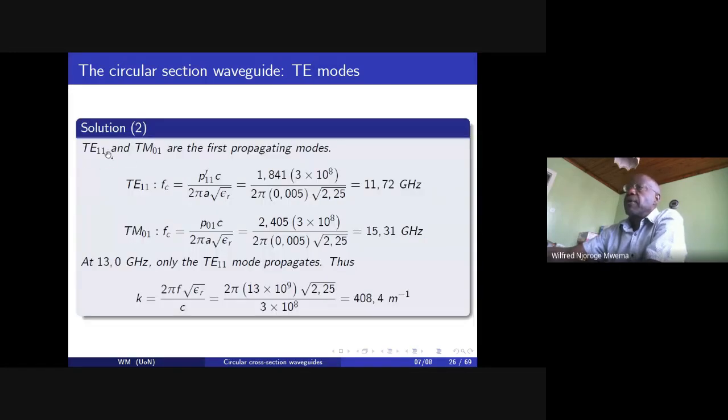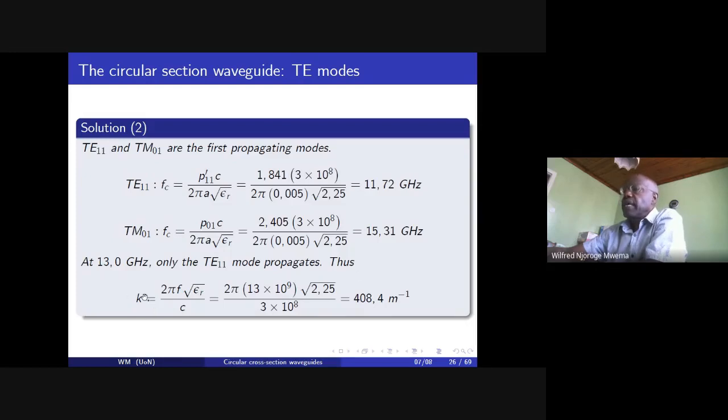So TE11 and TM01 are the first propagating modes, and therefore we can say that the TE11 has a cutoff frequency of 11.72 gigahertz. The second, the TM01, has a cutoff of 15.3 gigahertz, and since we are operating at 13 gigahertz, then only the TE11 mode will propagate inside that pipe, and therefore the pipe is being operated single mode.